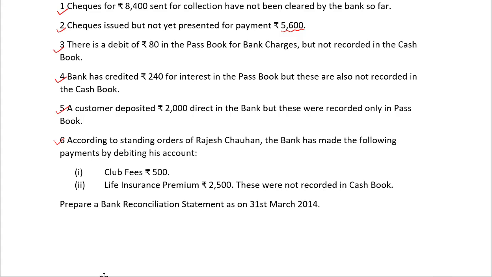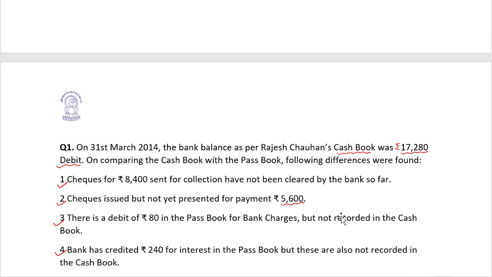Over here in this question, prepare a BRS, bank reconciliation statement, as on 31st of March 2014. This has been demanded by the question. Now see whether we have been given the balance as per passbook or as per cash book. On 31st March 2014, the bank balance as per Mr. Rajesh Chauhan cash book was given over here, 17,280. I had given you a logic in this chapter: do what the other has done.